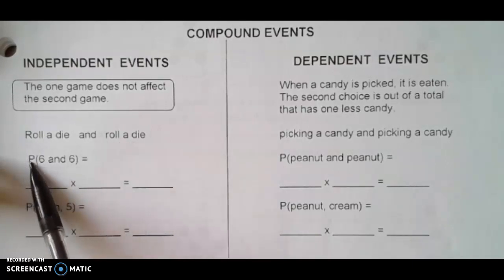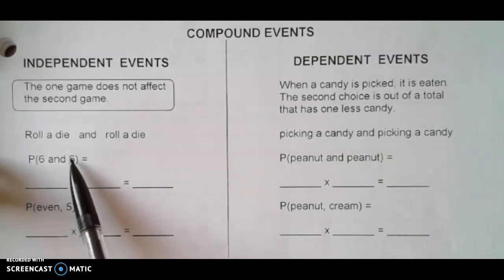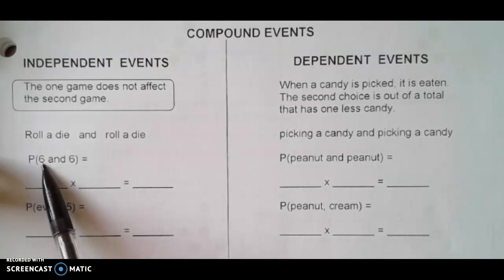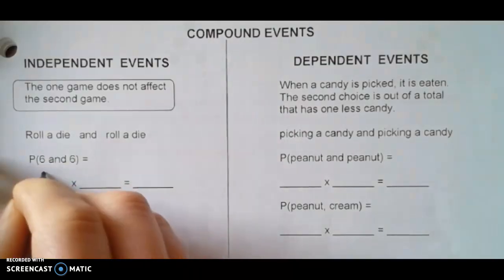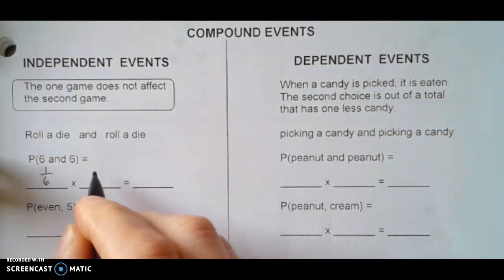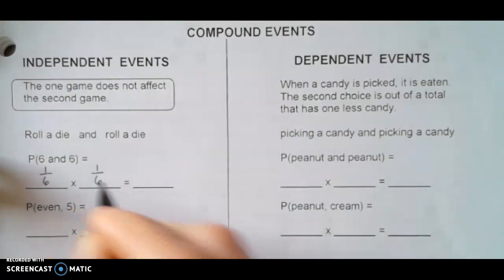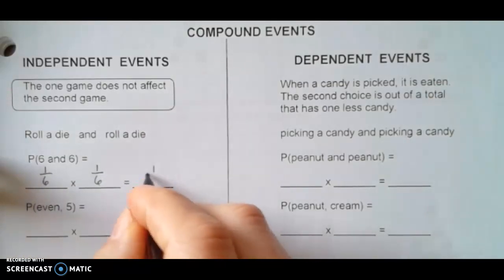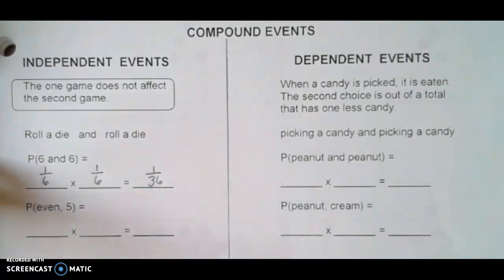We want the probability of getting a 6 and then another 6. So let's find the simple probabilities first. The first probability of getting a 6 is 1 out of 6, since there's only 1 six on the die and 6 total sides. I roll the die again. I want to get another 6. The probability again is 1 out of 6. I multiply them to get my compound probability, which is going to be 1 out of 36.